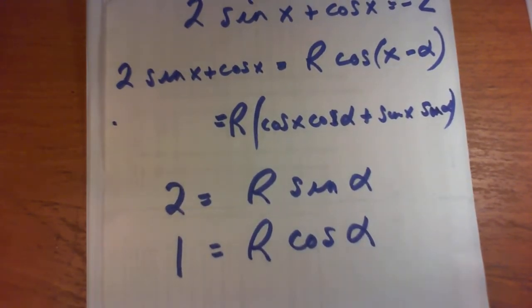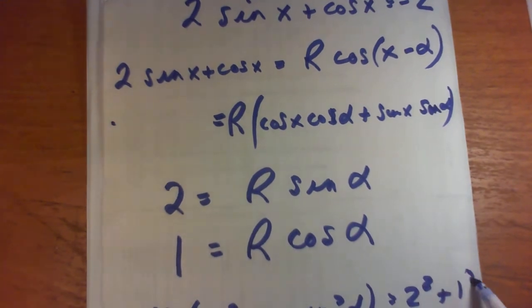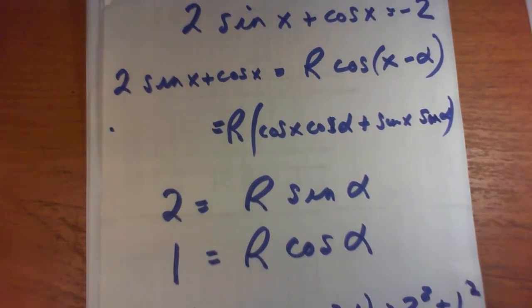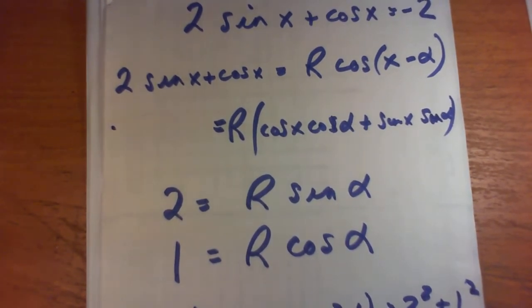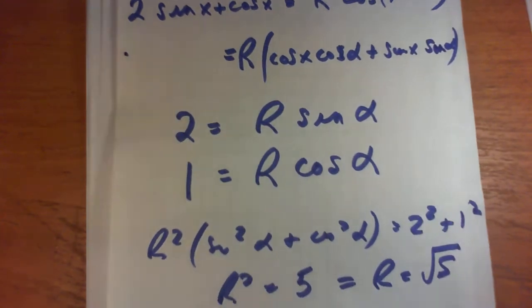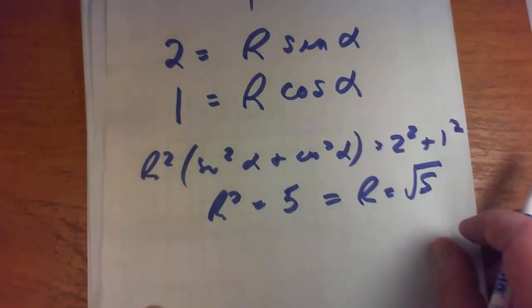And then I square both sides. If I square, r squared sine squared plus cos squared equals 2 squared plus 1 squared. Okay, I've squared both of them and added. So that just becomes r squared equals 5, implies r equals root 5. Again, I'm scooting through these because most of you probably know what I'm doing anyway once I reach this stage.